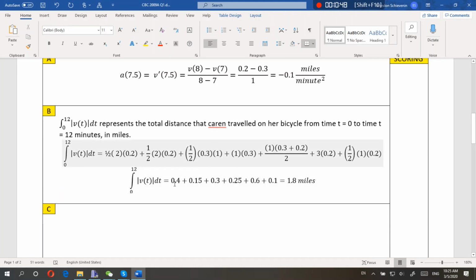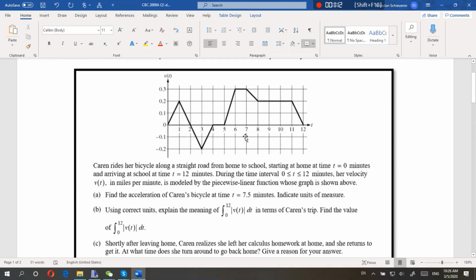What would this have represented if we didn't take the absolute value? Just distance. Not distance? That's total distance. We did take the absolute value, and so this represents total distance. But if we did not take the absolute value, what would this represent? Total displacement. Displacement. Okay. Yeah.